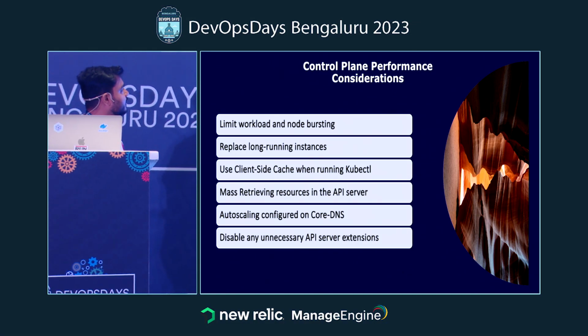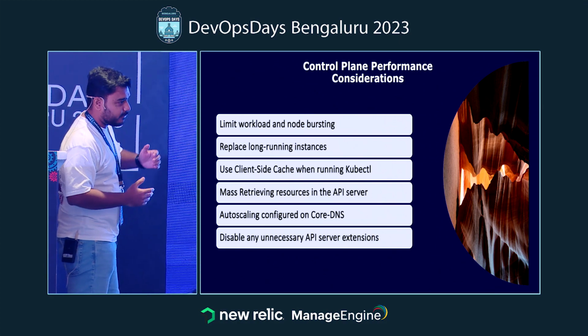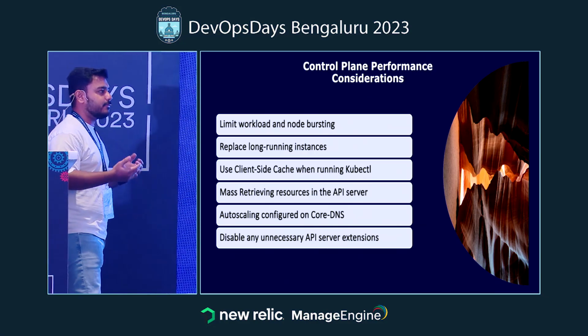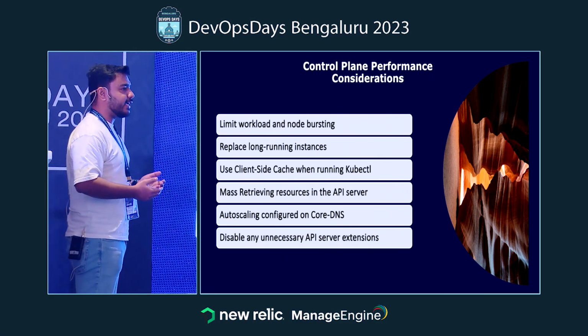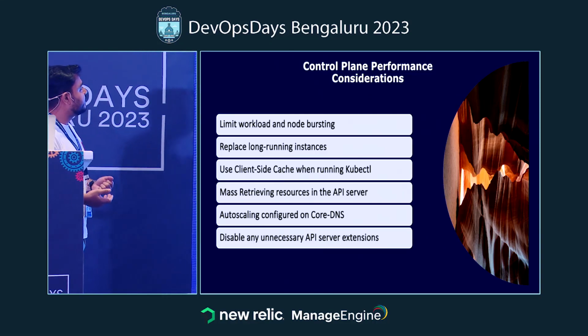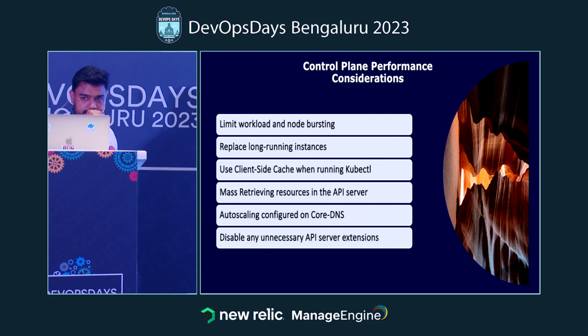So what we did on the control plane side: we were using one of the cloud providers, but even with a cloud provider, we can do something for ourselves. Control plane components like kube-proxy and CoreDNS actually run in our infrastructure and are managed by our team. So we limited workload and node bursting.